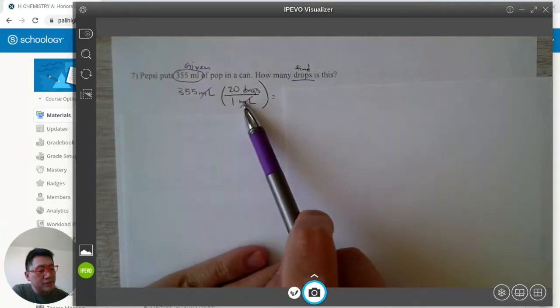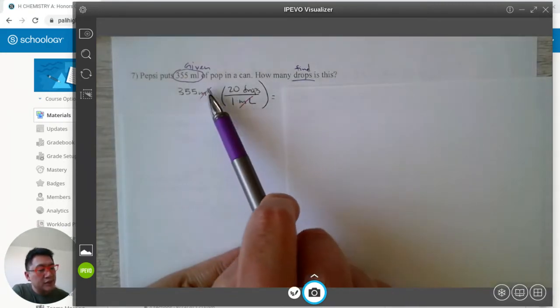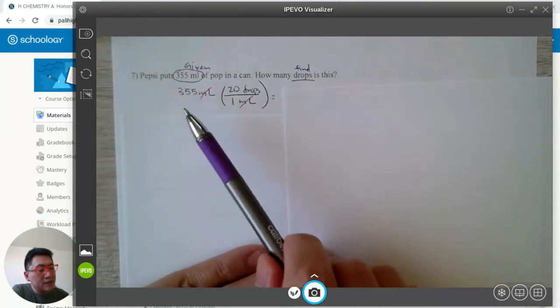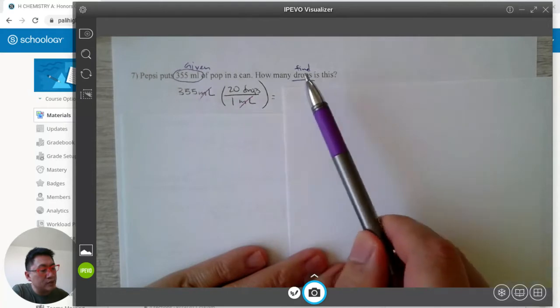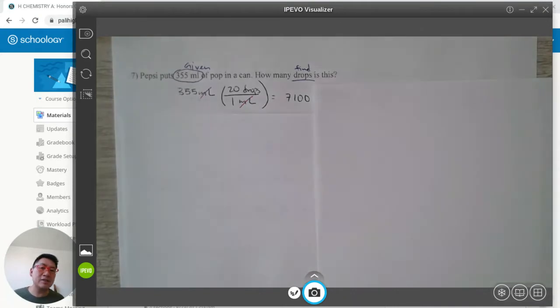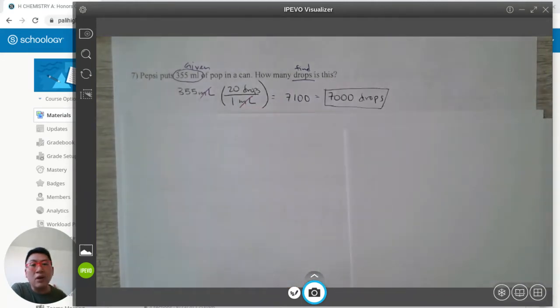Notice I put milliliters on the denominator at the bottom, so it can cancel out with my milliliters that are given. Therefore, the only thing left will be drops, which is what I was trying to find, and it'll be 355 times 20, or 7,100. You could probably say the answer is 7,100 drops, but if we want to be technical, the answer is 1 significant figure because 20 drops is 1 significant figure. Rounding that to 1 sig fig is 7,000 drops.